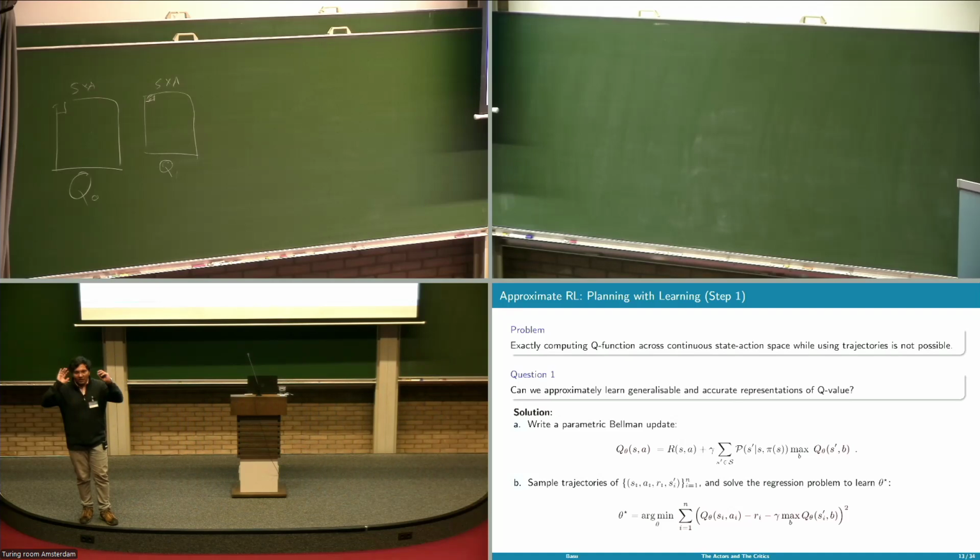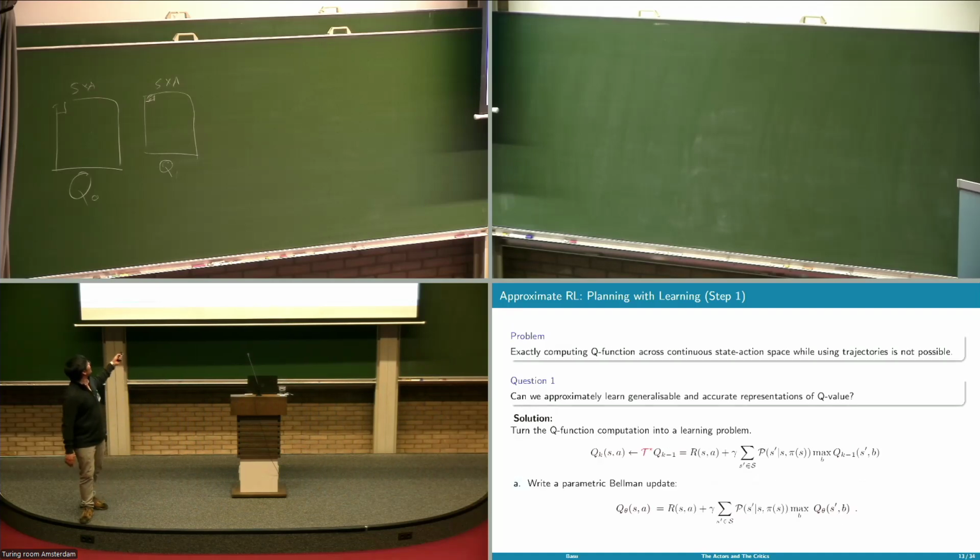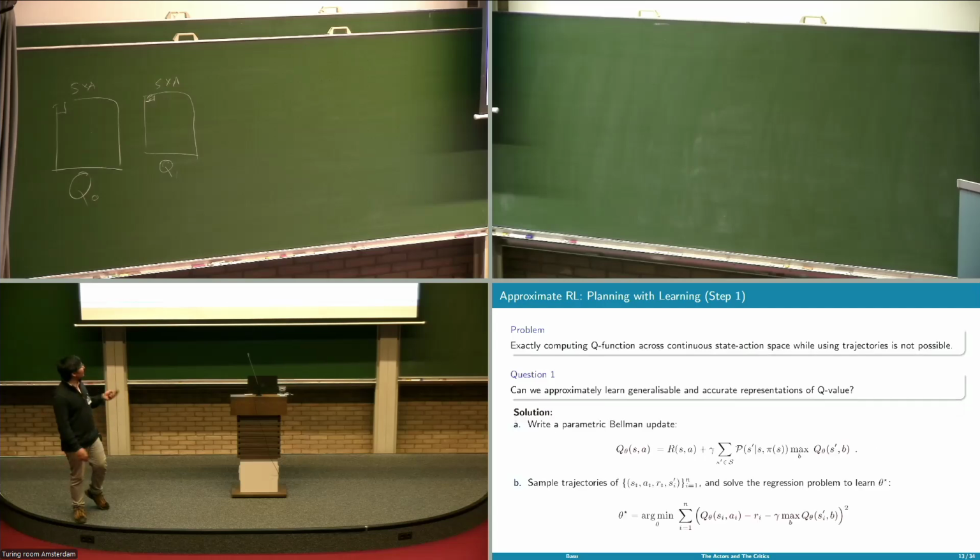I wanted to find out optimal Q. I know that optimal Q can be written as the optimal Bellman operator applied on optimal Q. I wrote both of them with theta. I just apply regression and try to learn that, right? So I say, I don't want to do all this dynamic programming, iterative stuff. I just want to learn the parameter, because here I am turning the problem into a learning problem.